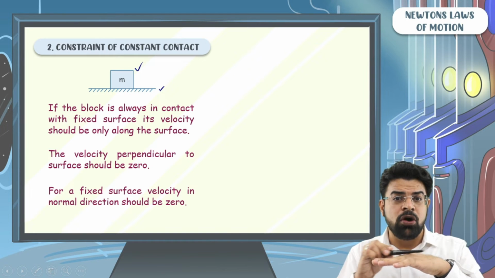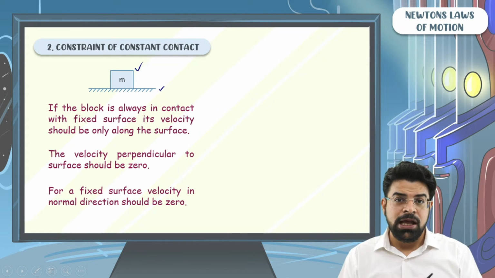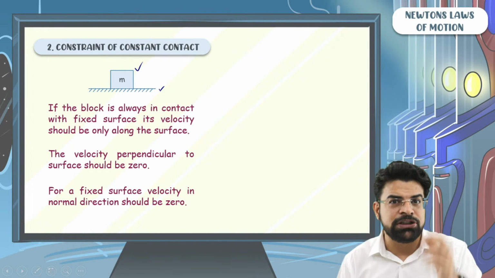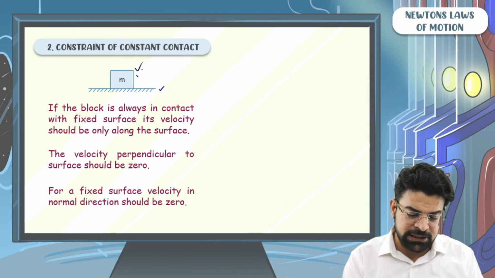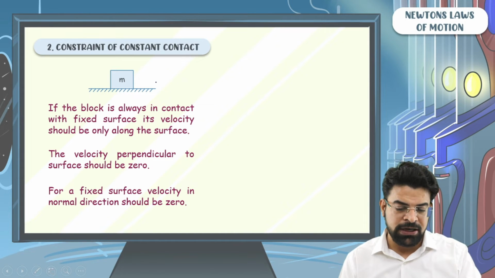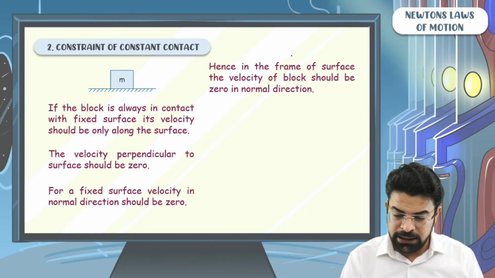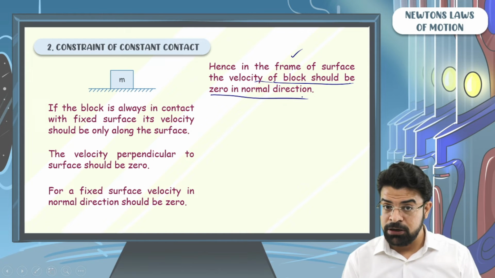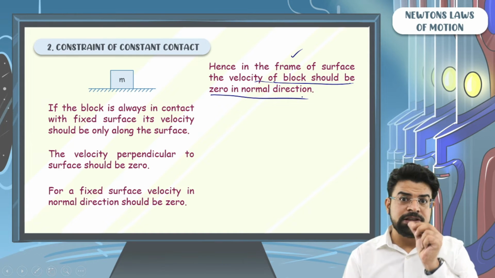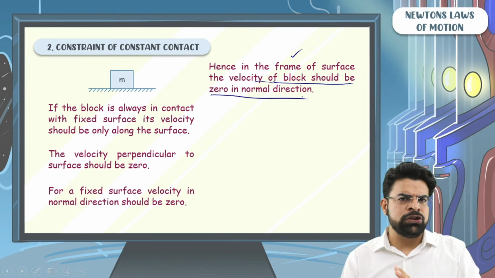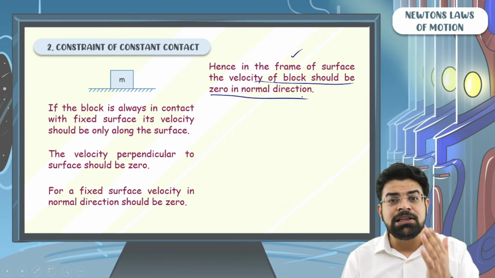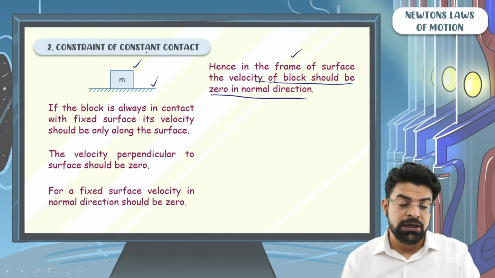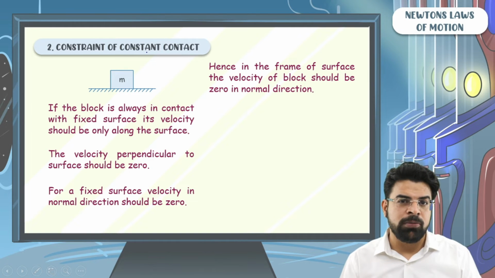the velocity of the block in the normal direction should be 0. If in the frame of the surface, the velocity of the block in the normal direction should be 0, it means that both the surfaces should have the same velocity along the normal. So let's see. Hence, in the frame of the surface, the velocity of the block should be 0 in the normal direction. If the block should not have any velocity in the normal direction, it means that in the normal direction, both the surface and the block should have the same velocity. Then only the relative velocity along the normal will be 0.